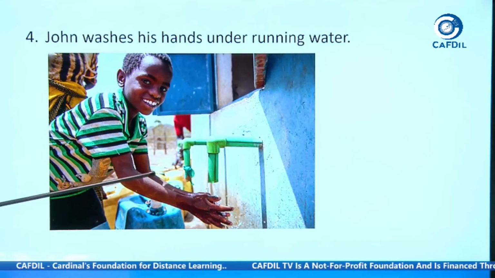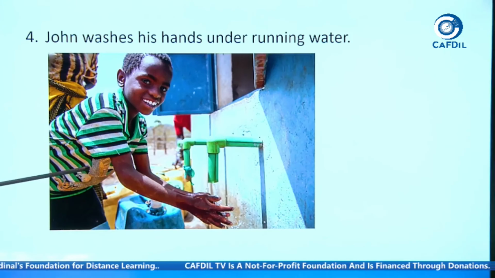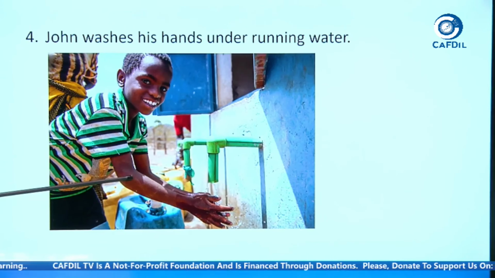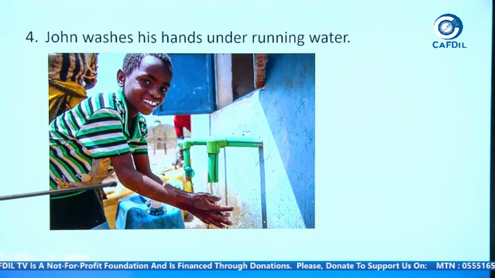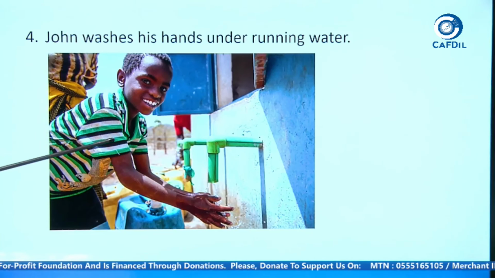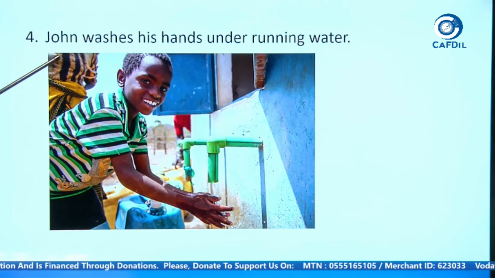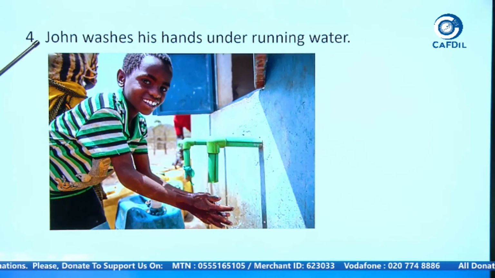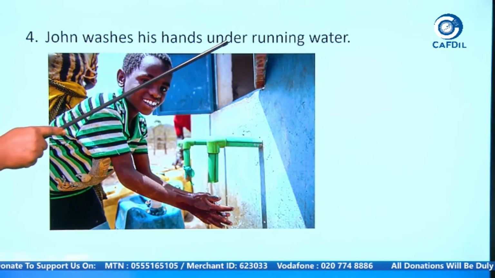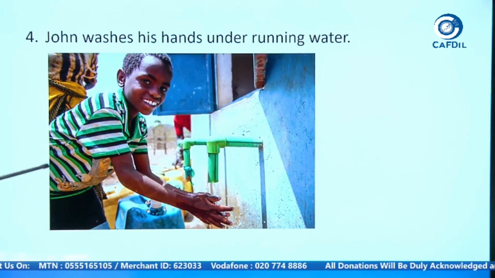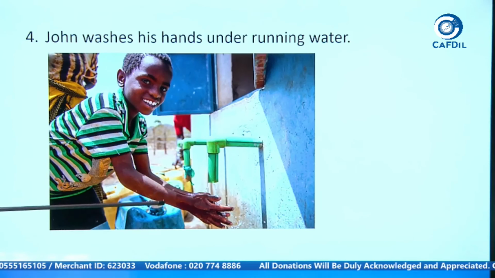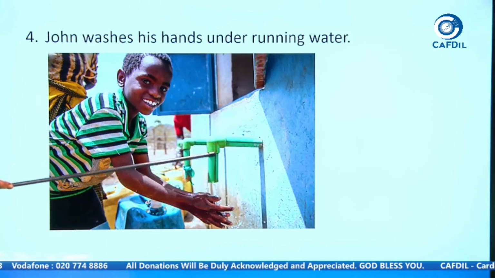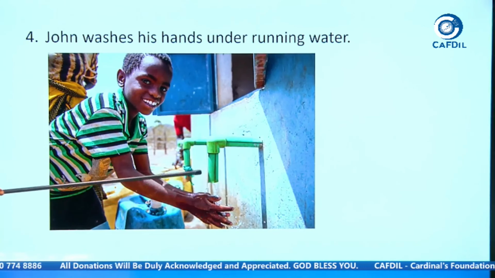John is the one in the picture. What is John doing? Good. John is washing his hands. So in our sentence, we are going to talk about John. Therefore, we have John washes his hands under running water. So you can see John washing his hands under running water. When we talk of running water, it means it is flowing. You can see the water flowing from the tap.